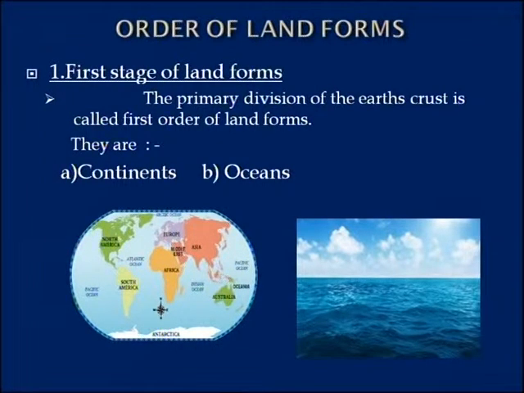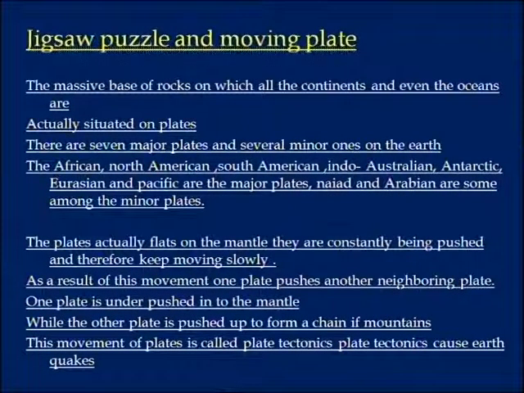The world map shows the continents and these are the oceans. The formation of the continents takes place due to the jigsaw puzzle fit and the moving of the plates. These plates are situated on a massive base of rocks. There are 7 major plates on our earth and several minor ones. They are the African, North American, South American, Indo-Australian, Antarctic, Eurasian and Pacific plates. The Nazca and Arabia are among the minor plates. These plates totally float on the mantle.